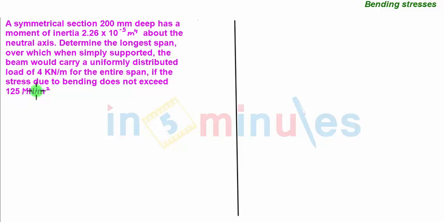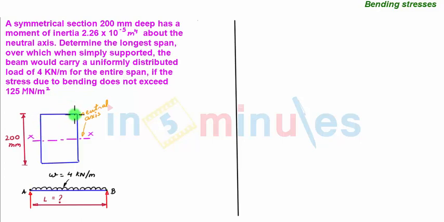So we first draw the figure for the section and the loading diagram of the beam. This is a rectangular section, symmetrical about its centroidal x-axis, whose depth is 200 mm. No information is given about the width of the section, but its moment of inertia about the neutral axis is given as 2.26 × 10^-5 m^4. And this is the loading diagram of the beam.